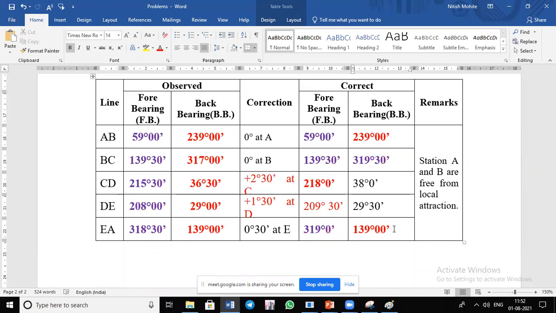It is matching. Okay, and at the last you are supposed to represent all the data which has been calculated in this observation table. Okay, so whatever the observed forebearing, back bearing, corrections, and corrected forebearing and back bearings, you are supposed to write down the remarks. Okay, so this is how to calculate the correct forebearing and back bearing of the said traverse.